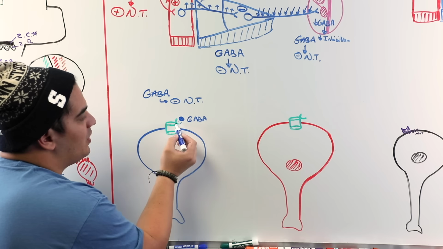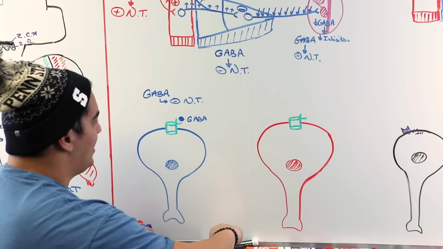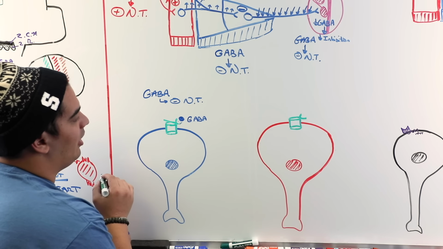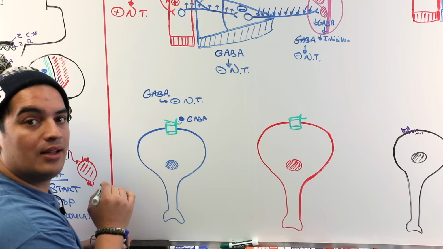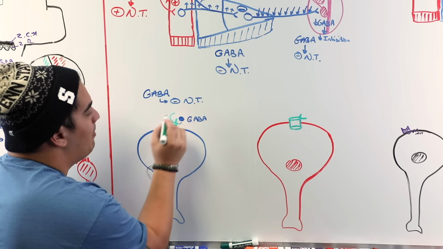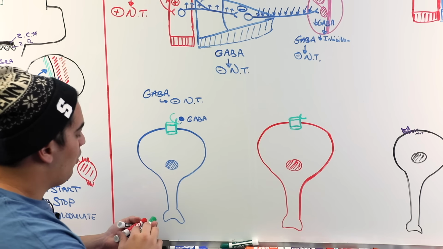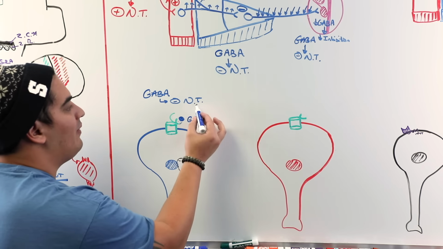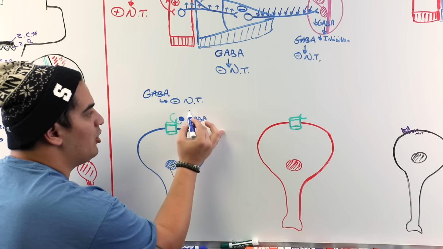When it binds onto this receptor, let's say that before there was like a little gate blocking the entry of ions. When GABA binds, it opens up that gate and allows for what? Certain types of ions to move in or out. Now, if that's the case, then it has to be inhibitory, right?